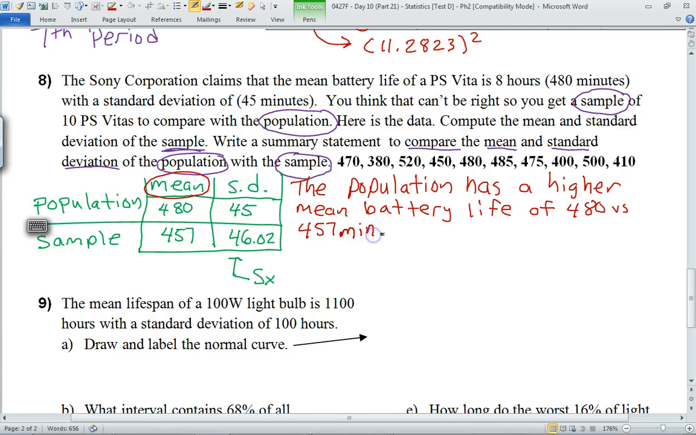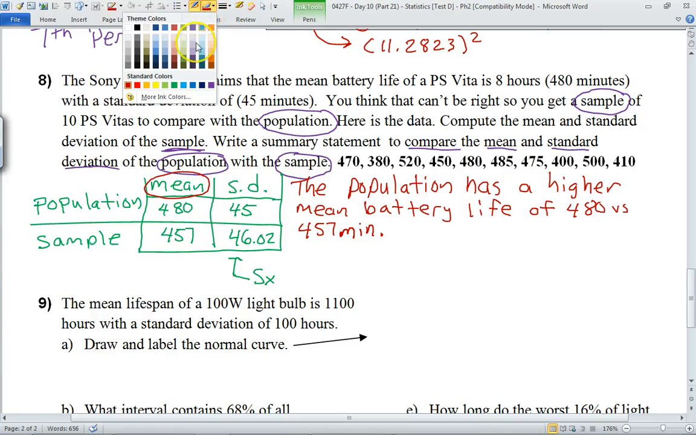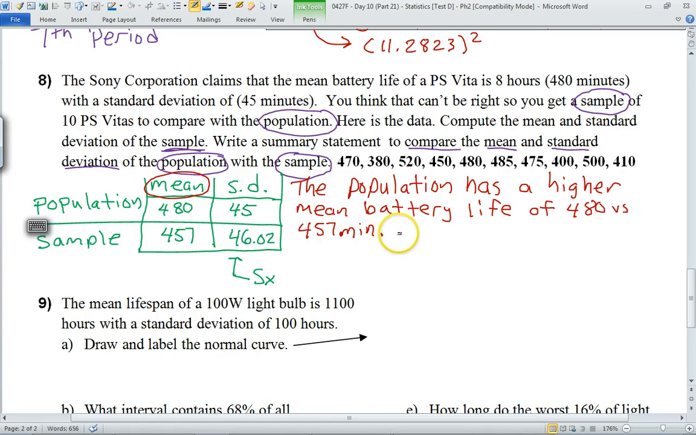say, minutes. Now, don't forget, you have to follow that up by saying what that means. Well, I guess I kind of included it in here. I said higher mean battery life. So I'm covered. My next sentence, which I'm going to color in blue, is going to compare the two standard deviations. Make sure that somewhere in there you say the meaning. Don't just simply say which one has a higher standard deviation. You have to say something about battery life and what the standard deviation tells you about battery life.